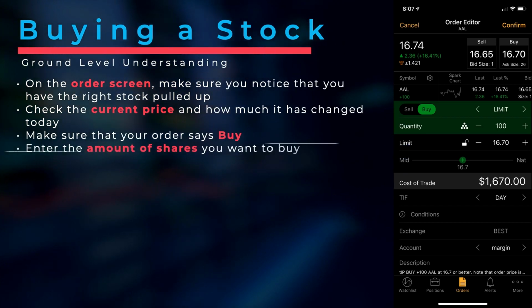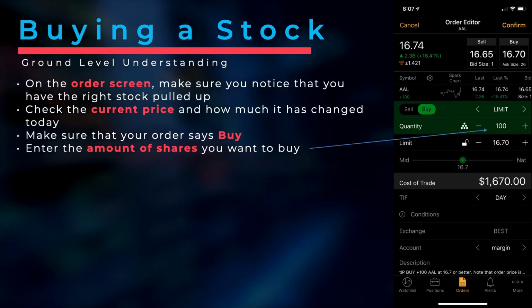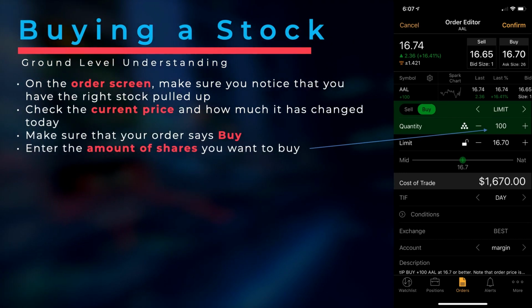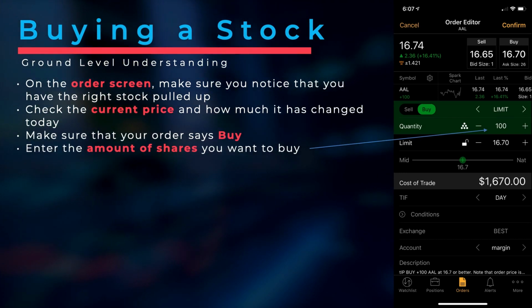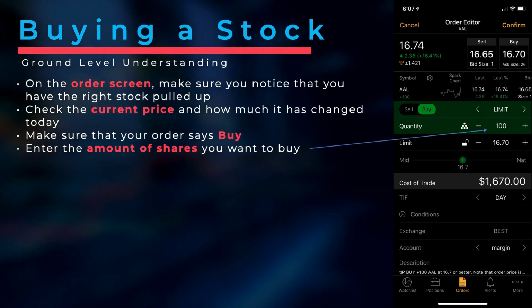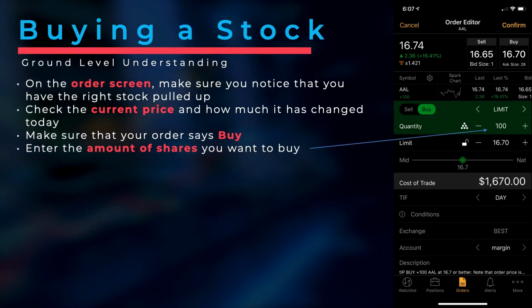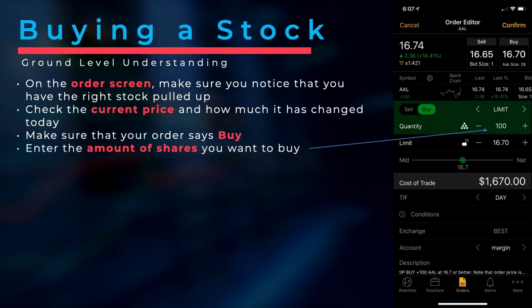All right, next, you're going to enter the amount of shares that you want to buy. On this particular example, we're going to be buying 100 shares, but you might only be buying 1 or 2 shares to start out. So just make sure that the quantity number states what you think it should say or what you want it to say.